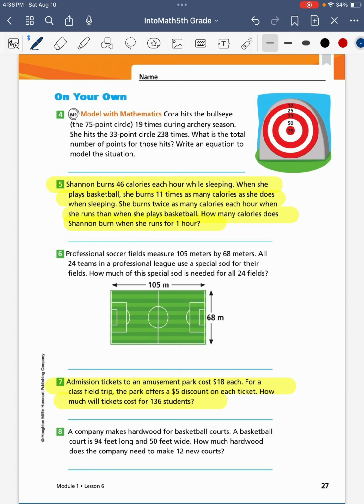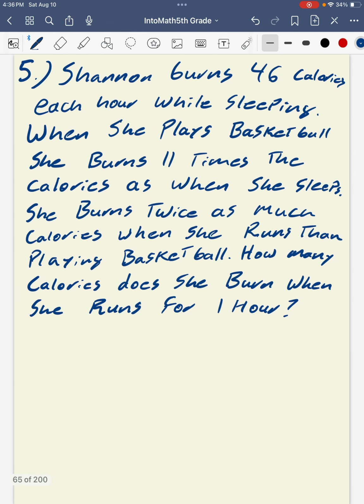Moving on to page 27, we're tackling the odd numbers of number 5 and number 7 from page 27. Number 5 asks us, Shannon burns 46 calories each hour while she's sleeping. When she plays basketball, she burns 11 times the calories as when she sleeps. She then burns an additional twice as many calories when she runs rather than playing basketball. How many calories does she burn when she runs for 1 hour?